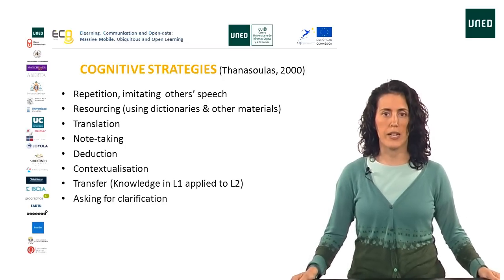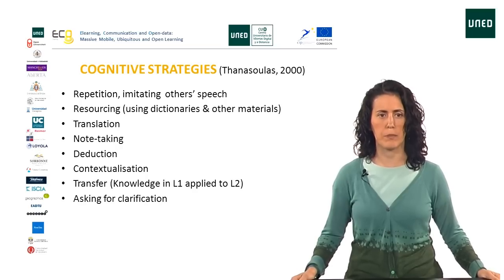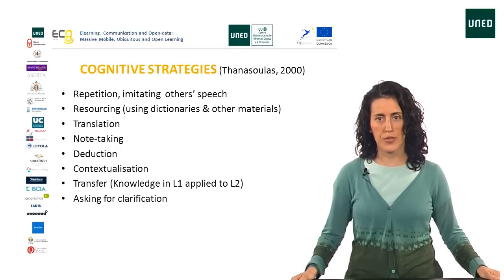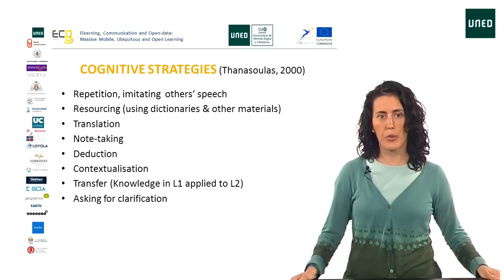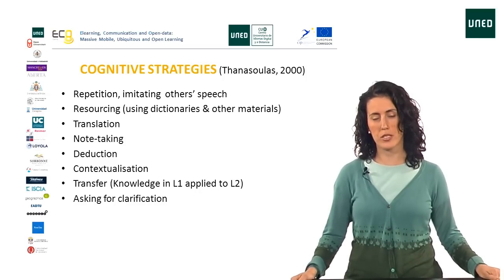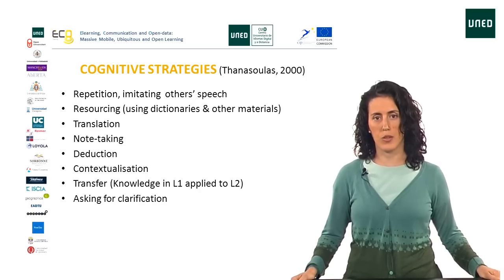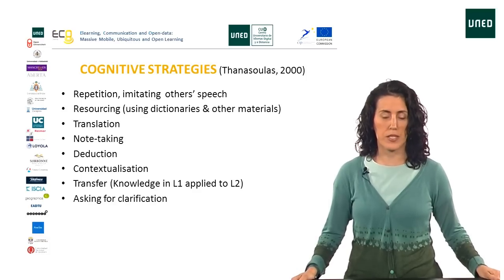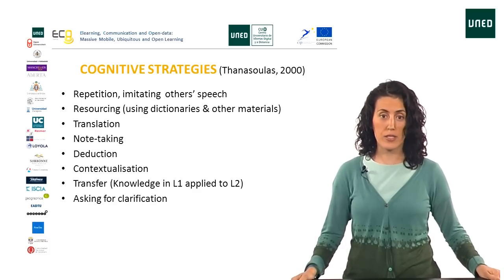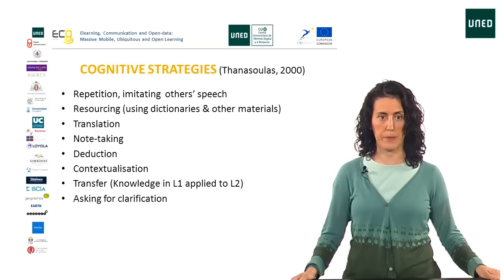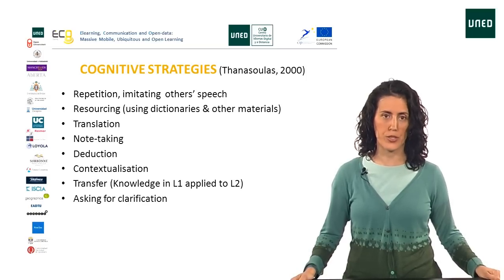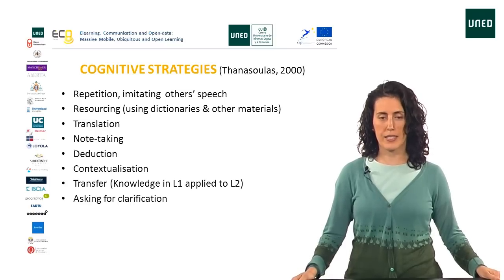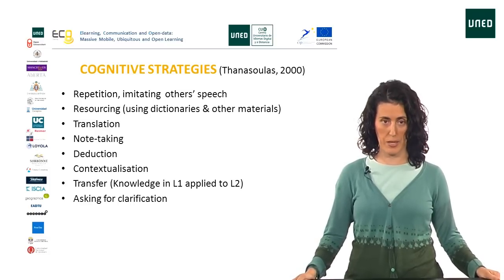Translating into our own language, or taking notes, making deductions, putting whatever we learn in context, especially vocabulary. It will help us memorize it and understand it better. Another strategy that works is what is called transfer. So that means applying our knowledge in our first language, in our native language, to the target language, to that second language that we are learning. Maybe because the structures are similar, or just because they are completely the opposite. And also a very useful strategy when learning is asking for clarification, asking when we haven't understood something.